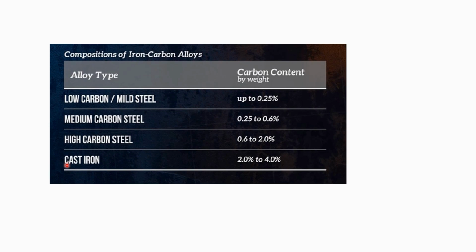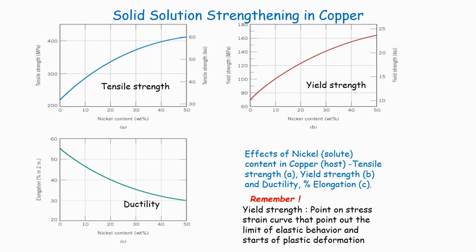So the figure here illustrates how increasing nickel content in copper will affect its mechanical properties. If we look here in terms of tensile strength, the more the nickel content increases, we can see that the tensile strength also increases, and the same also happens for yield strength. It rises as the nickel content increases, but for ductility we can see it decreases when we increase the nickel content.